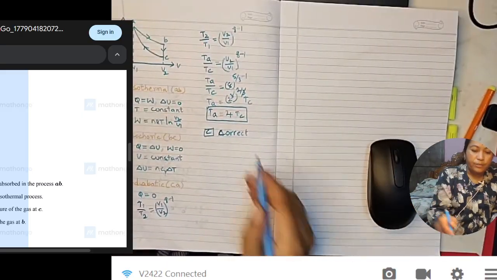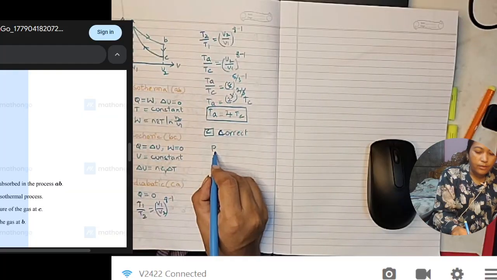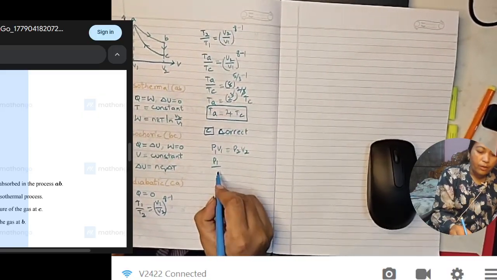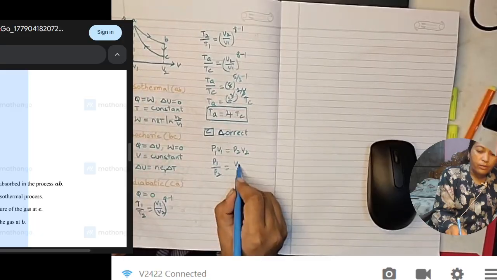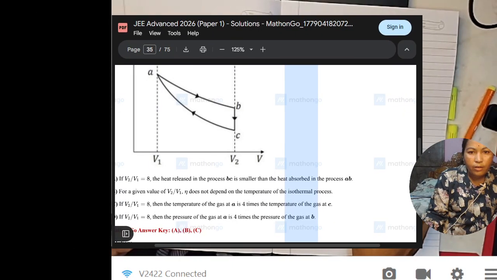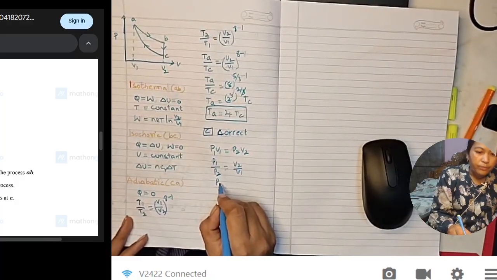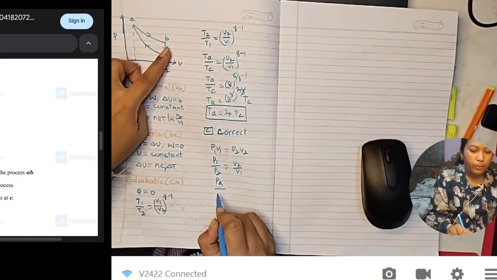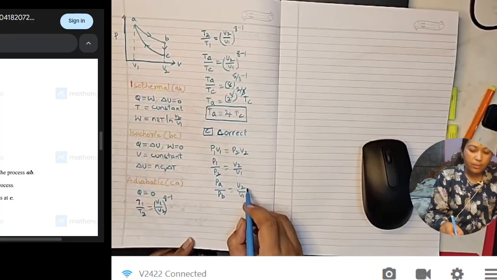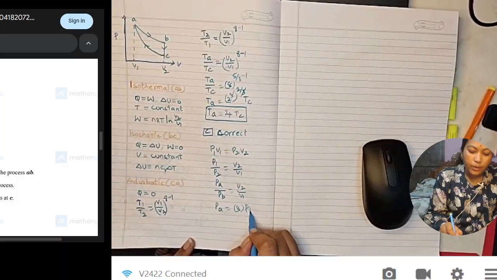Okay, then go for the pressure. We know that for an ideal gas at constant temperature, P1 V1 equals P2 V2. From this you get P1 over P2 equals V2 by V1. At which states are they asking about pressure? They are asking about pressure at A and B. So PA over PB equals V2 over V1, which implies PA equals V2 by V1 times PB, and that is 8 times PB.